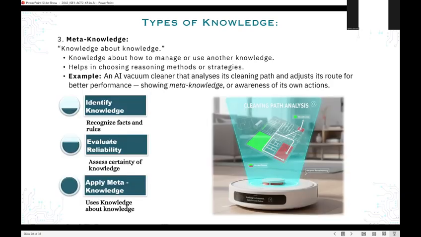The third knowledge is meta knowledge. It is knowledge about knowledge. It is knowing how to manage other knowledge. For example, an AI vacuum cleaner. It analyzes its cleaning path and adjusts its route for better performance. It will check whether that part has already been cleaned or not.